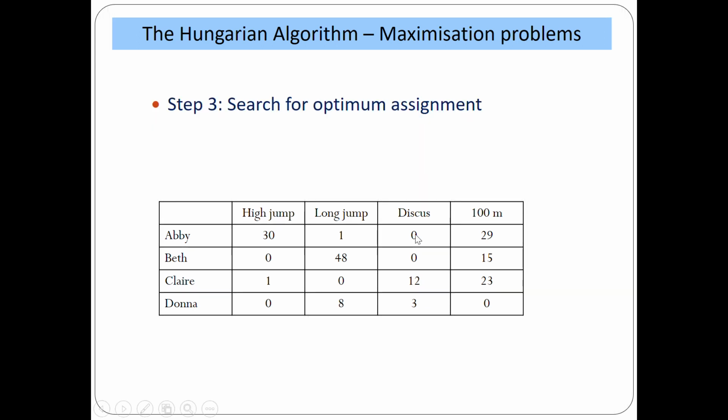So first row is having single 0. We can make that assignment and cross out all other zeros in the corresponding column. In the second row, we have a single 0. We can make assignment. Third row we have a single zero.